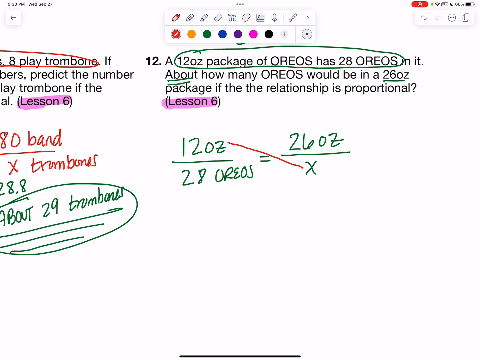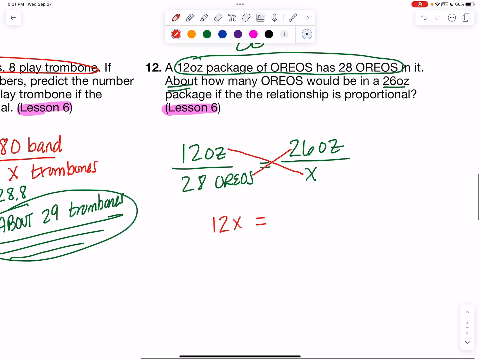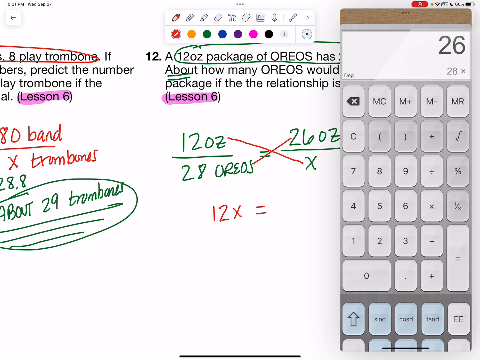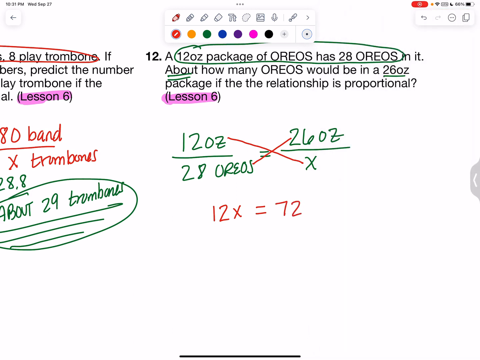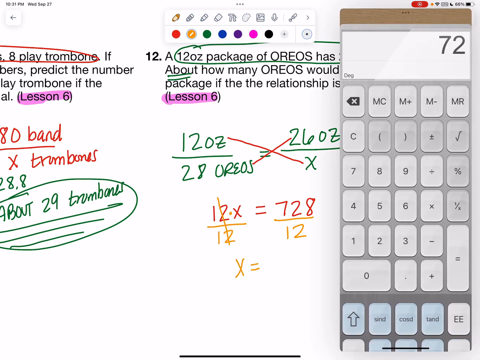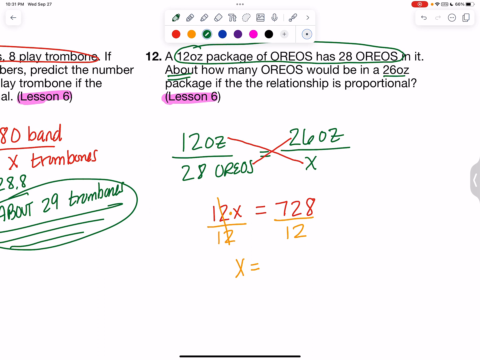So 12 times X, okay, so cross multiplying, so we have 12 times X is 12X, equals, now let's do the next one, 28 times 26, and you have 728. Now we need to isolate the variable and get X by itself. So right now this is 12 times X. So I'm going to divide by 12, do the inverse operation. That makes 1 whole, and so we have X equals whatever that is, 728 divided by 12, 60.6 repeating.